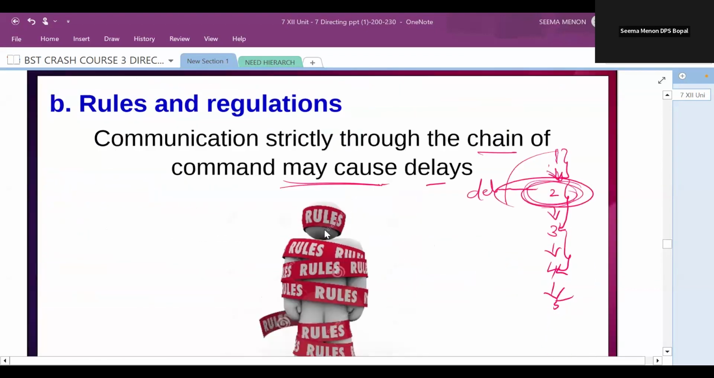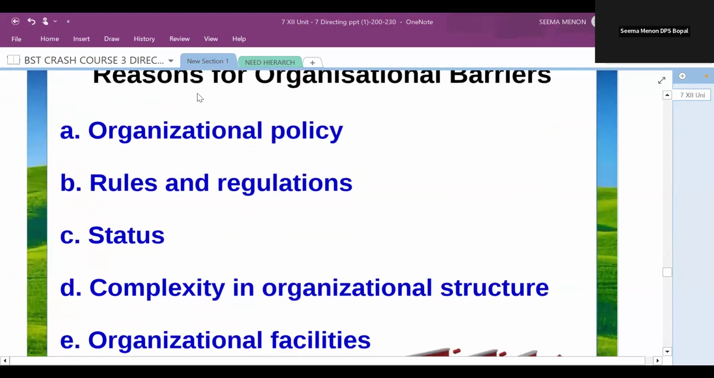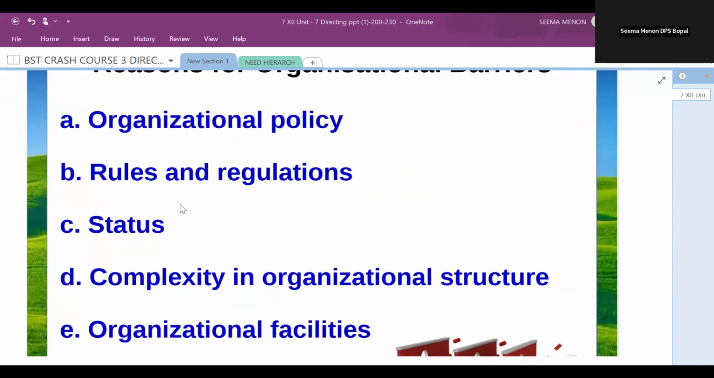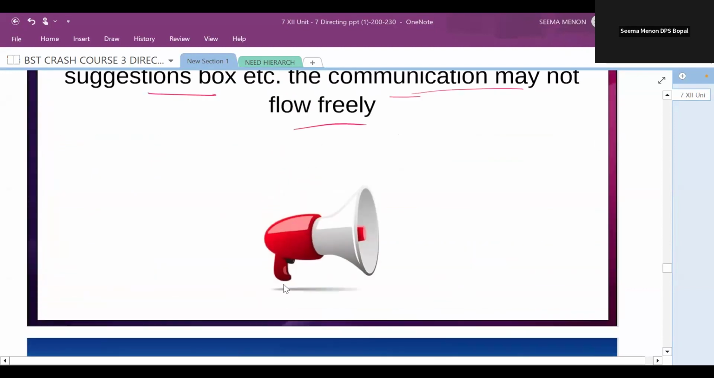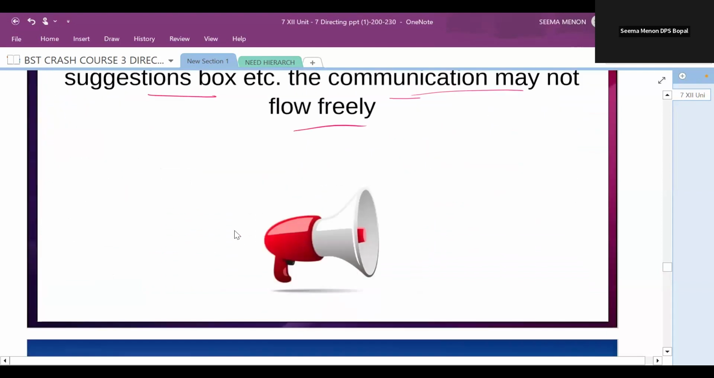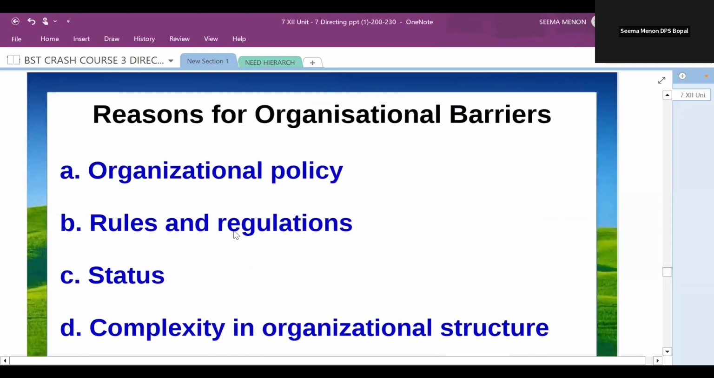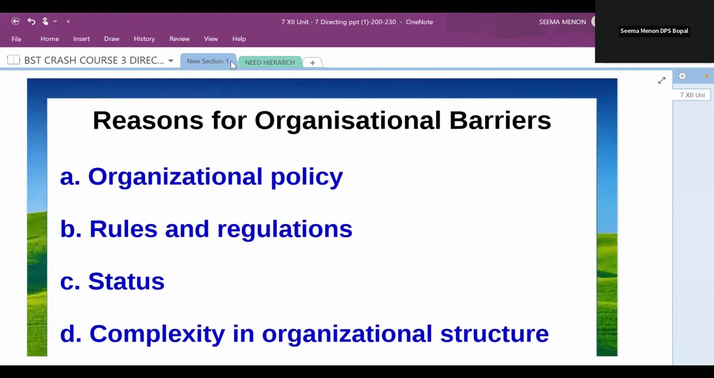Right, children? Now, let's see the reasons for organizational barriers, all points written together. Organizational policy, rules and regulations, status, complexity in the organizational structure. Then comes organizational facility for communication. That is the meaning here. Intercom should be there, public addressing system, complaint box, suggestion box. Because of all this, what is happening? There can be rapid communication. Immediately they can get the impact, the remedy or the solution also. So I hope you are clear with all these points. We are discussing the barriers to effective communication system.